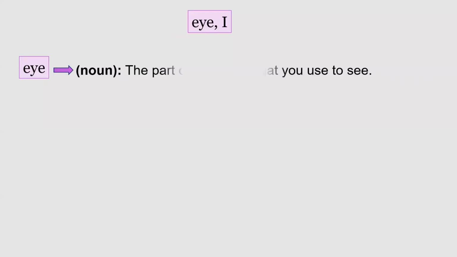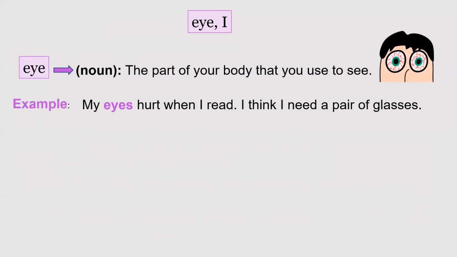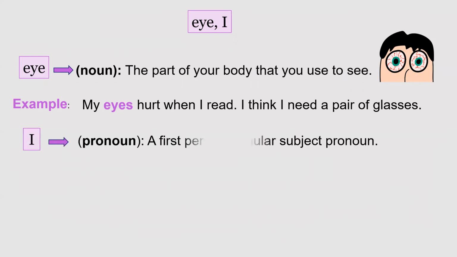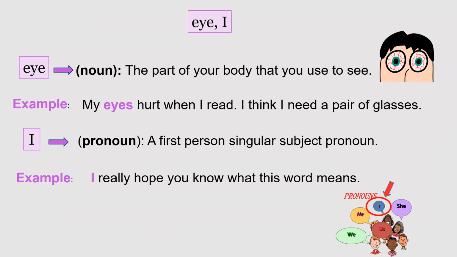Eye and I. Eye is a noun, the part of your body that you use to see. Example, my eyes hurt when I read. I think I need a pair of glasses. I is the pronoun, first person singular subject pronoun. Example, I really hope you know what this word means.